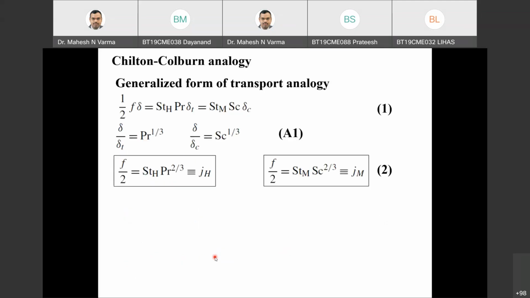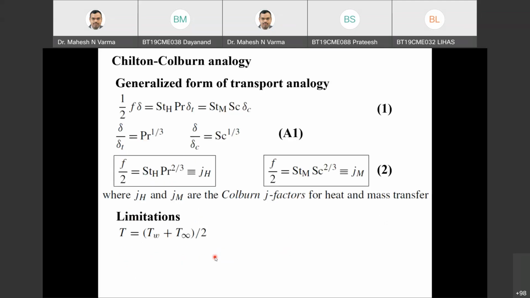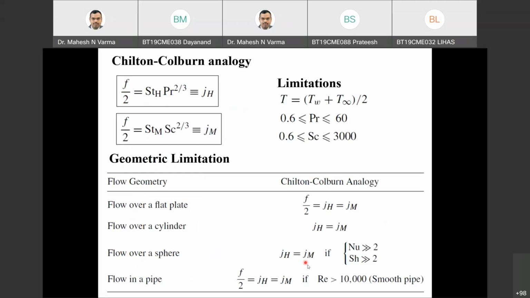And then we have discussed Chilton-Colburn analogy. So this is the Chilton-Colburn analogy. f by 2 equals Stanton number for heat transfer times Prandtl number raised to 2/3. Friction factor divided by 2 equals Stanton number for mass transfer times Schmidt number raised to 2/3. f by 2 equals jH equals jM for flow over flat plate. jH equals jM for flow over cylinder. For sphere, jH equals jM, and these are the limitations of Nusselt number.